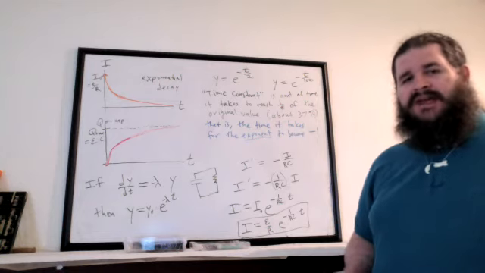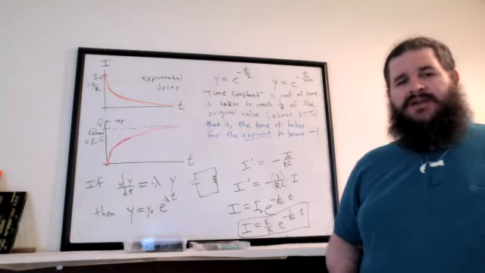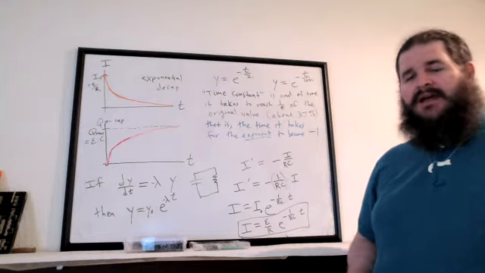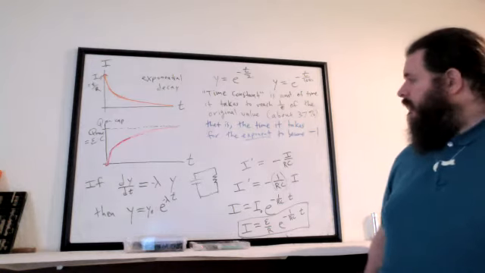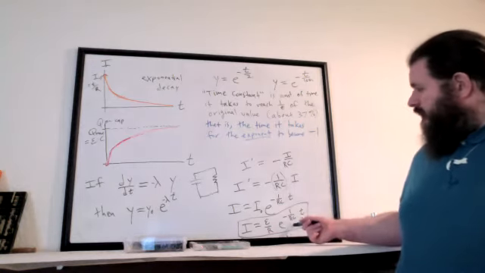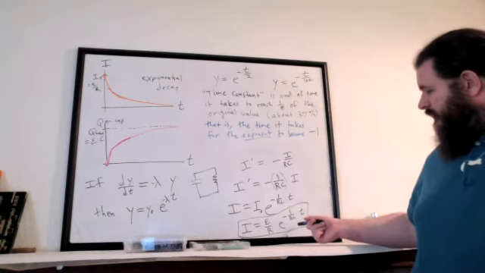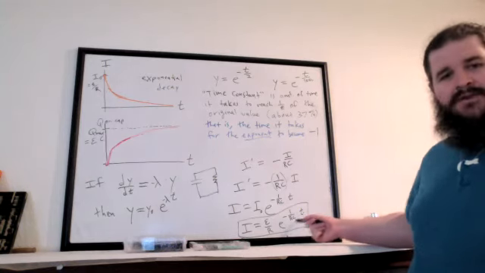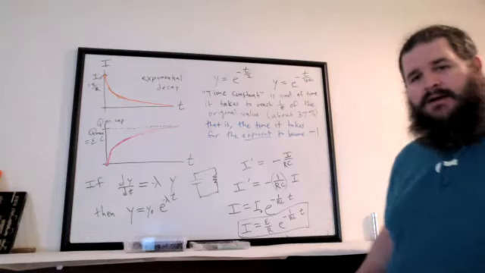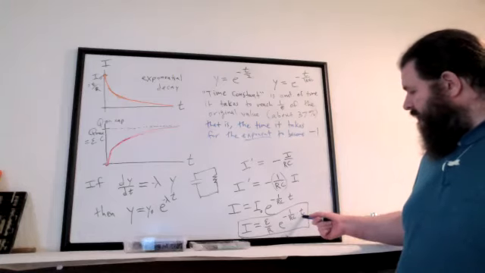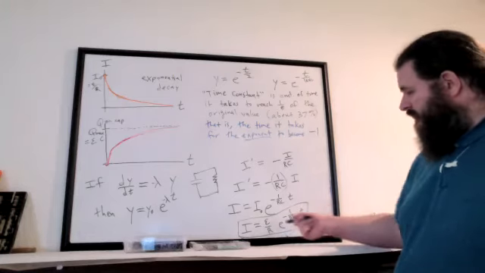So time constant and half-life are just two different ways to parcel out the amount of time it takes to decay a certain amount. In this case, we can also look at the time constant. Time constant is going to be the amount of time it takes for the exponent to become exactly -1. So what would t have to be to make this exponent become exactly -1?